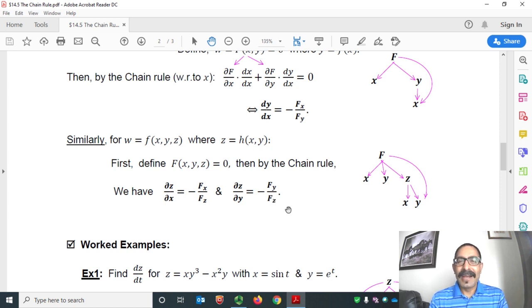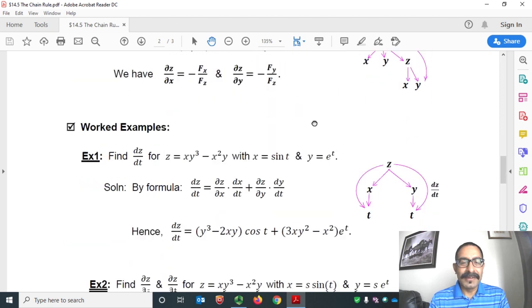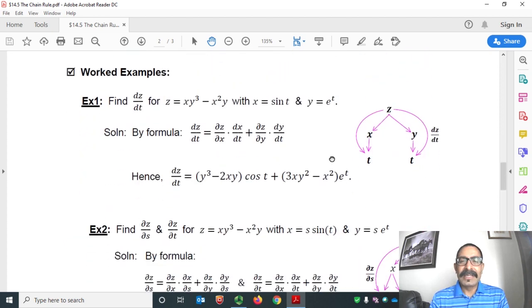Great. Now let's do some examples. Let's move on. Worked example. Example 1. Find dz over dt for z equals xy cubed minus x squared y, where x equals sine t and y equals e to the t.